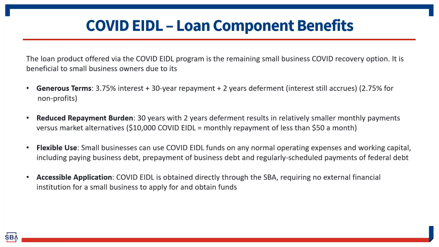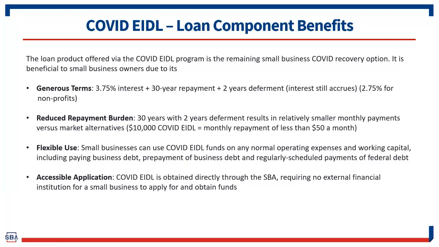I just want to talk quickly about the benefits of this program to small business owners. This is the remaining COVID recovery option that's available through the SBA. It's great for small business owners because it brings them back up to pre-pandemic levels of operation, but it also has very generous terms. It has a 3.75% interest rate, or 2.75% if you're a nonprofit. It has a 30-year term, and the payments are deferred for 2 years after the signing of the note. Please note that interest does still accrue, but you will not be receiving any statements or need to make any loan payments for the first 2 years.